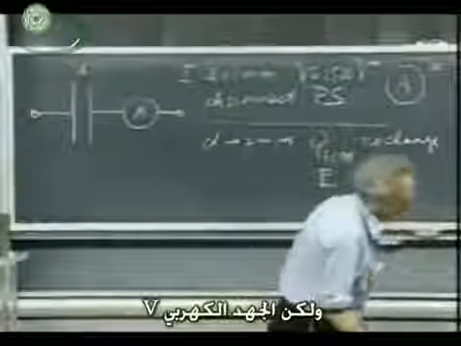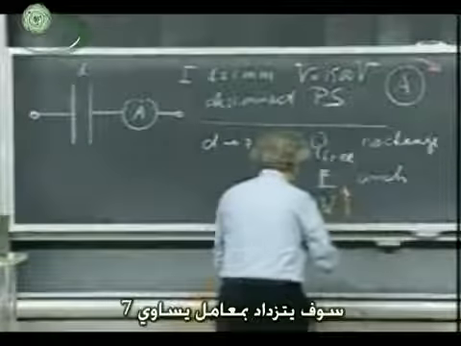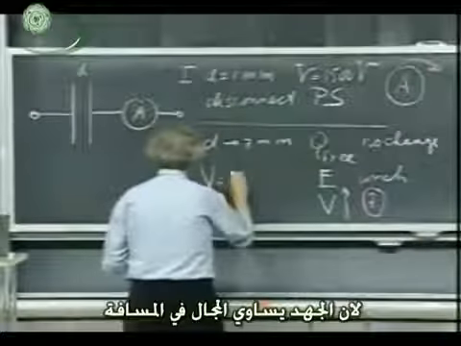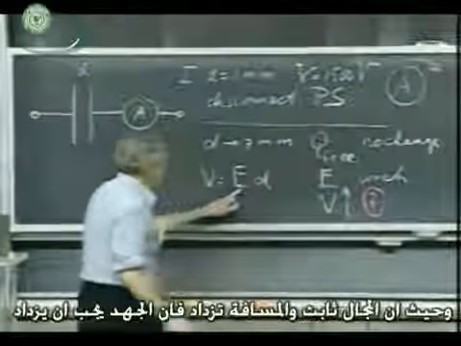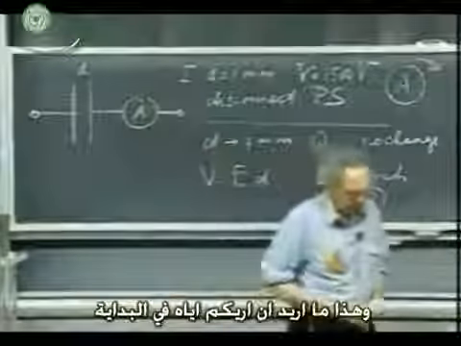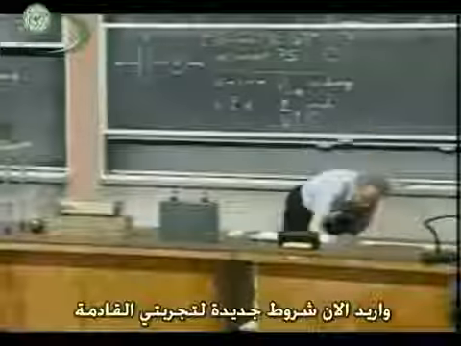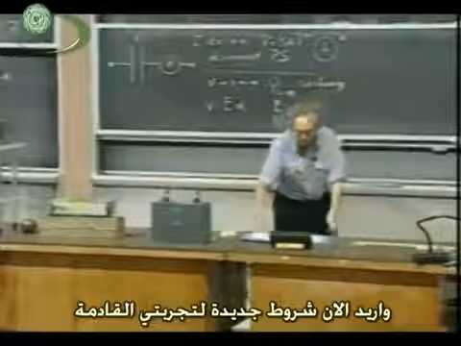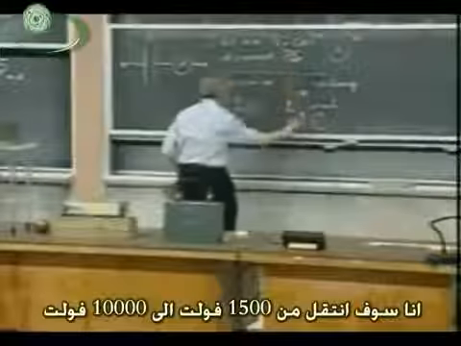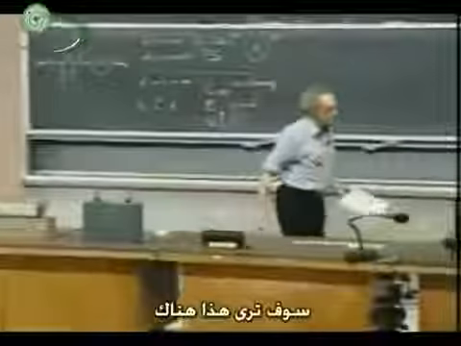But the potential V is now going to go up by a factor of 7, because V equals E times D. E remains constant, D goes up, V has to go up. This is what I want to show you first, even though you have already seen this. I need the new conditions for my demonstration that comes afterwards. I'm going from 1500 volts to about 10,000 volts. It goes up by a factor of 7. And you're going to see that there.